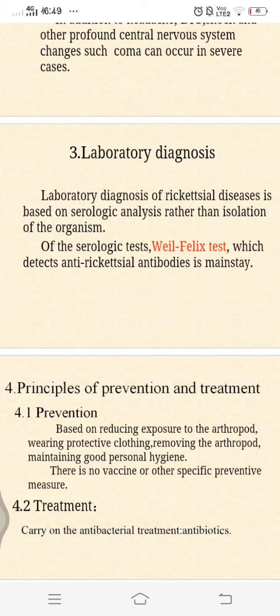So let us know how it can be treated. Sulfonamide enhances the severity of the disease, and the organism is sensitive to tetracycline and ciprofloxacin. So remember, sulfonamide enhances the severity of disease, meaning it is resistant to it, and sensitive to tetracycline and ciprofloxacin. So we recommend ciprofloxacin and tetracycline for this. This is all about the Rickettsia.